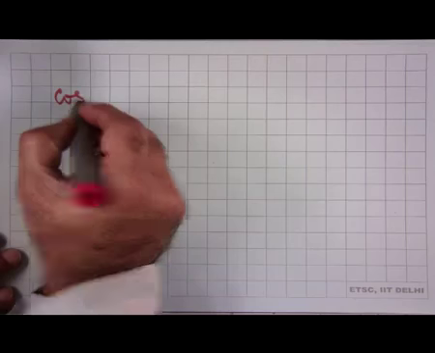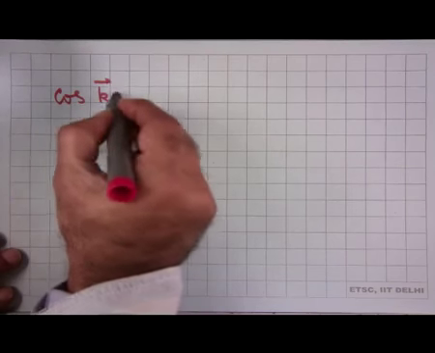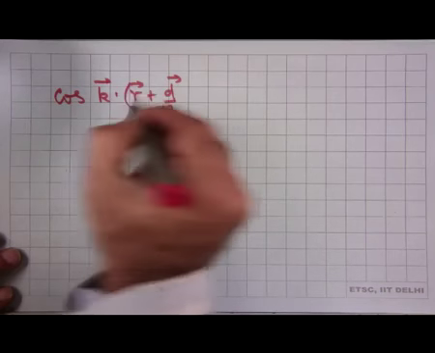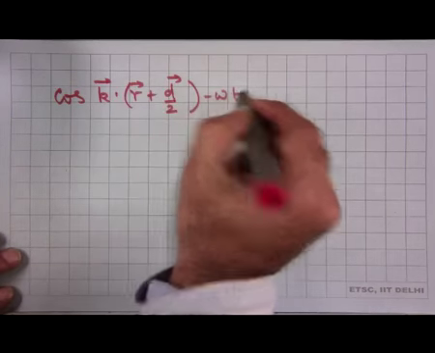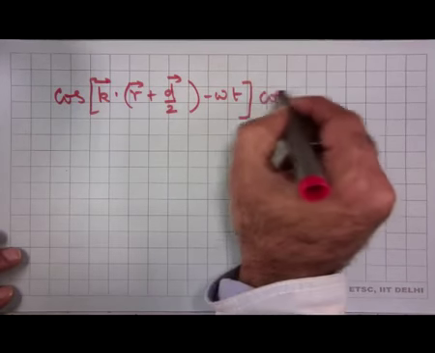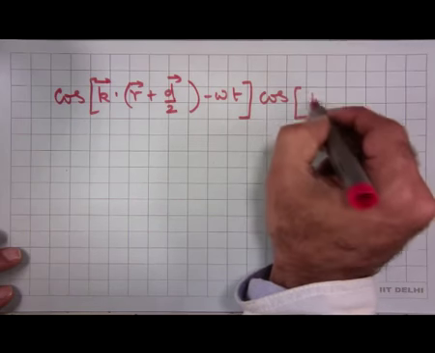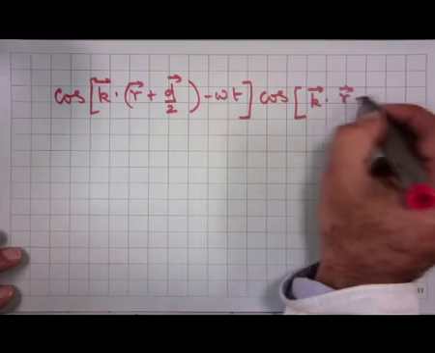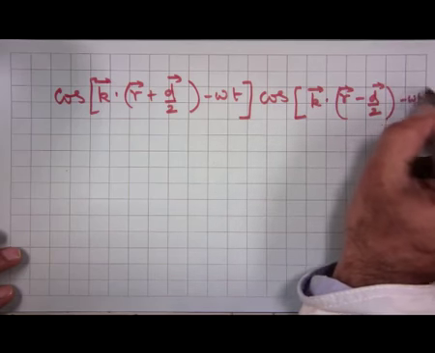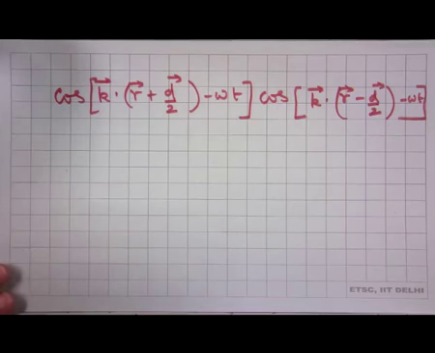Therefore, I have cos of k dot r plus d by 2 minus omega t. It does not matter in which order I write, into cos of k dot r minus d by 2 minus omega t. The two electric fields are different at the point P. We are evaluating at the point P.